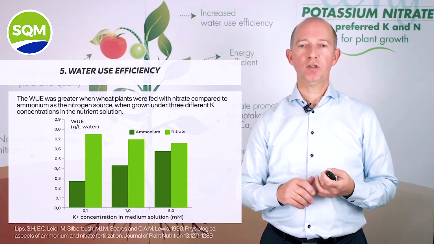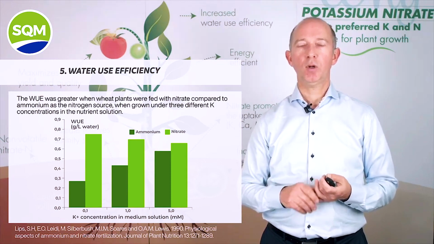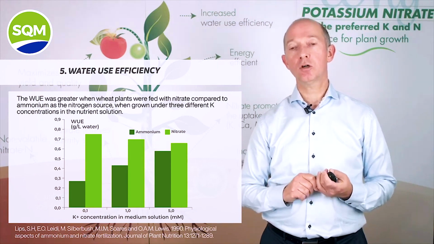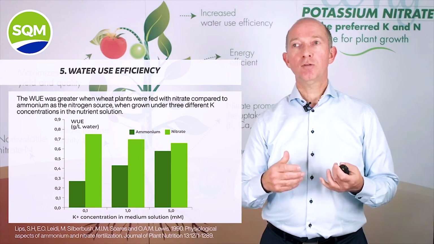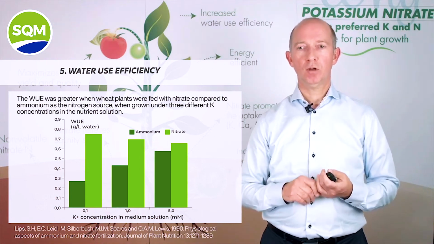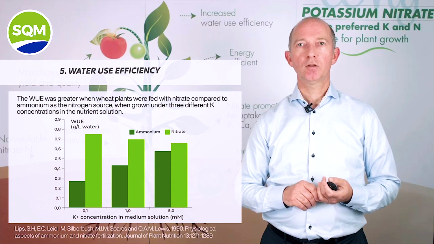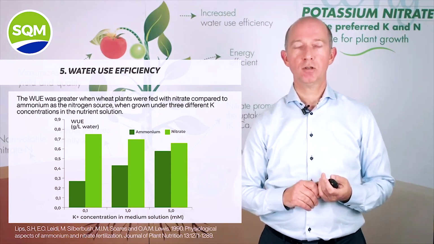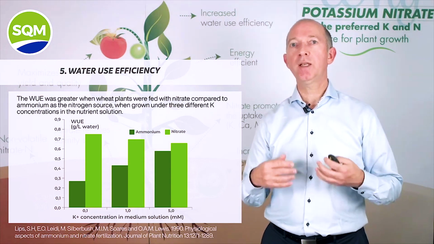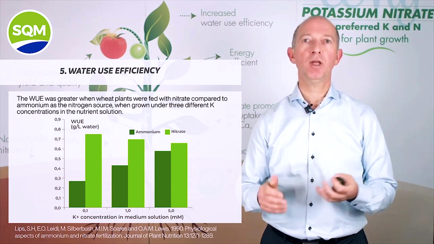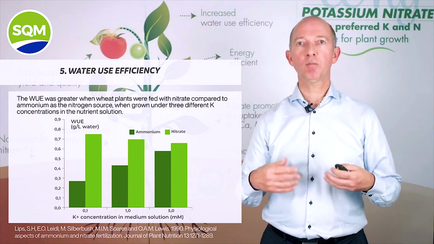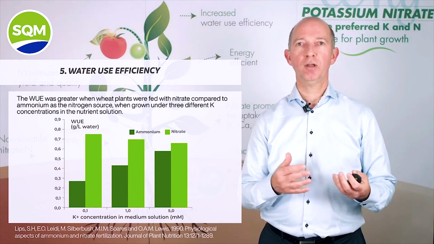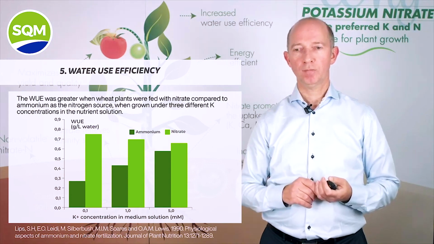Under potassium deficient conditions, we see that when nitrate is the predominant nitrogen source, the water use efficiency is almost double that of ammonium. So that means that when the farmer has limited water resources, he better chooses nitrate nitrogen sources compared to ammonium, because it makes the plant twice as efficient with its limited water compared to ammonium.